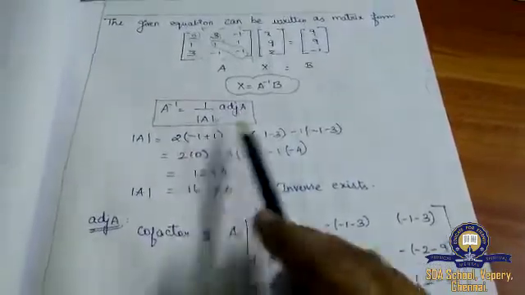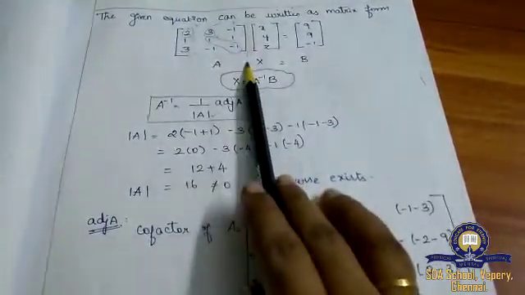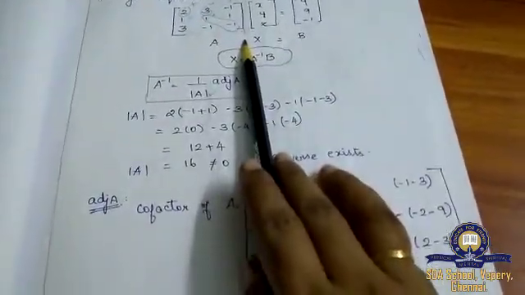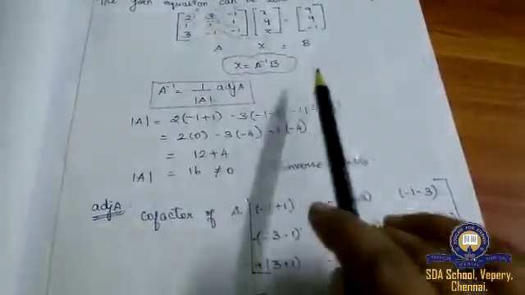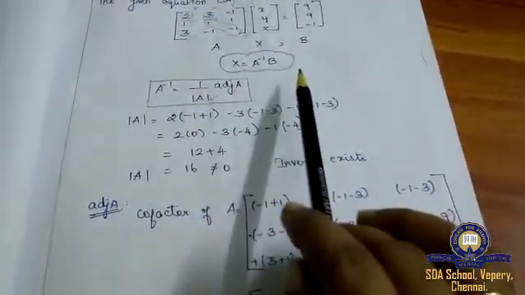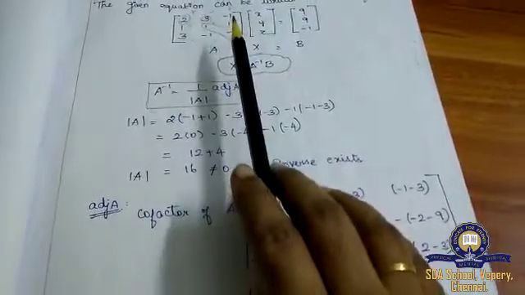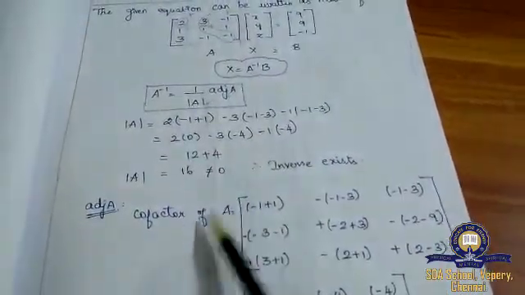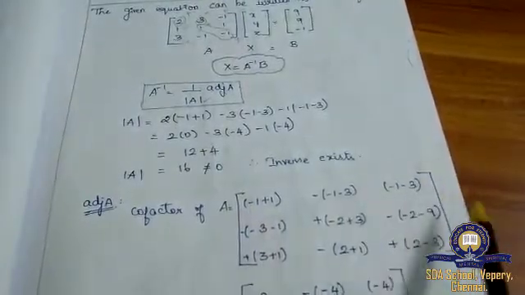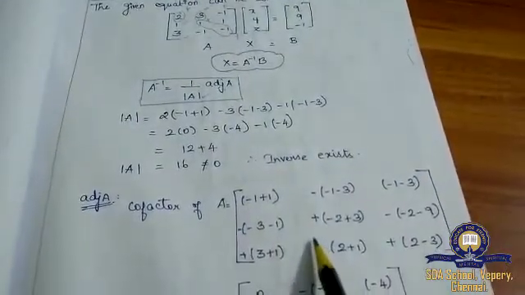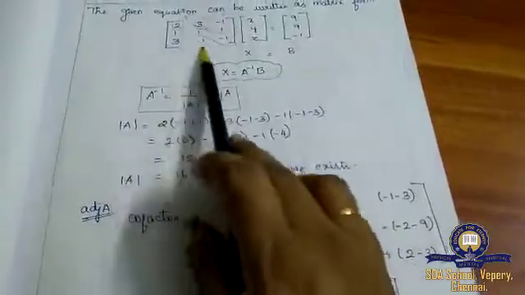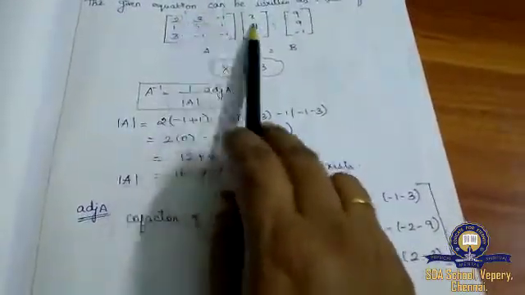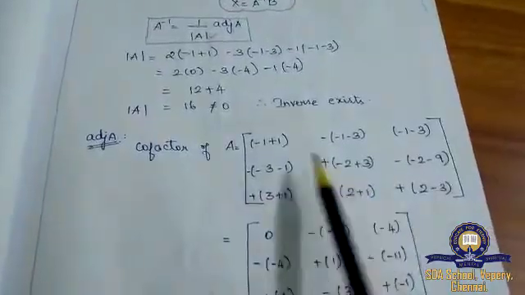Adjoint of A. For a 3 cross 3 matrix, you have to find the cofactor of A. For a 2 cross 2 matrix we can directly find the value of adjoint A, but this is a 3 cross 3 matrix, so you have to find the cofactor of A. Cofactor we have already done, so I have directly written it here. For each element you need to take the determinant value. For all the 9 elements you need to take the determinant value, so I have done it here.